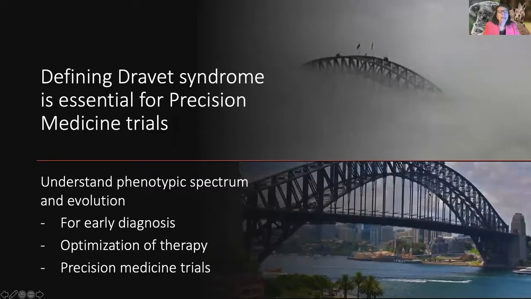So I hope this study has shown you why it's important to clear up these fuzzy edges to define Dravet syndrome, so that we understand the phenotypic spectrum, we can see a clear diagnosis to optimize the right therapies and make sure we don't use the wrong therapies, and to be able to diagnose these babies as soon as they present.